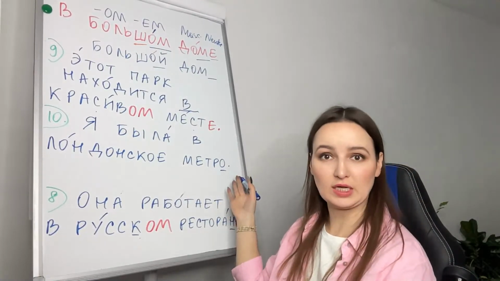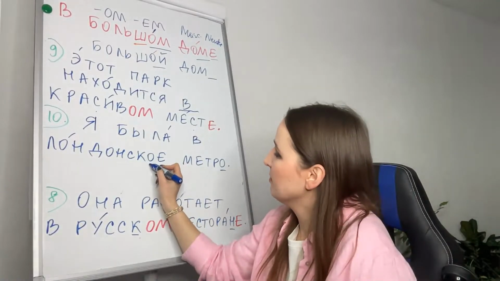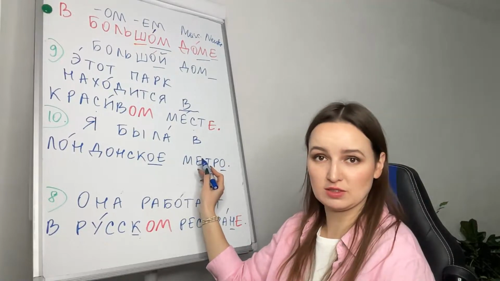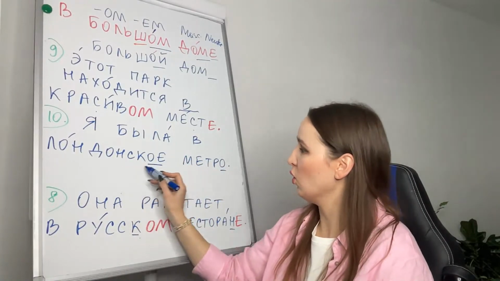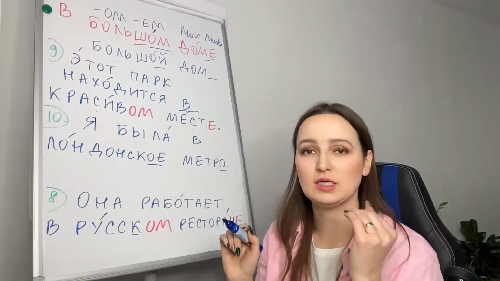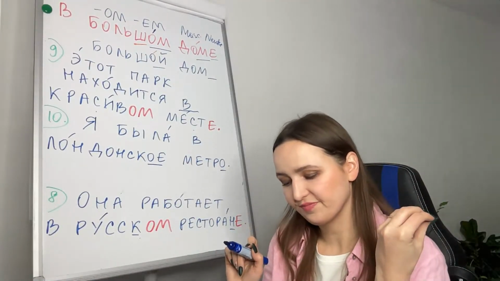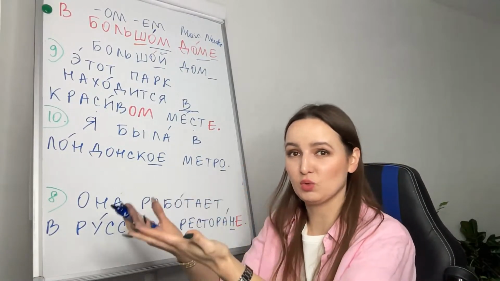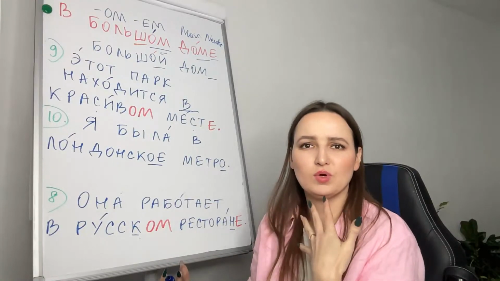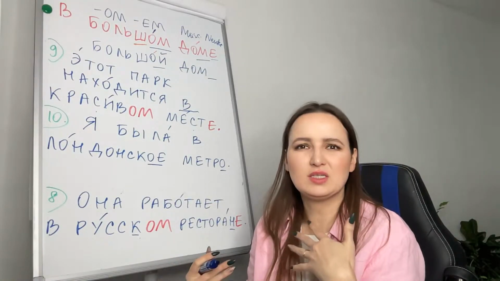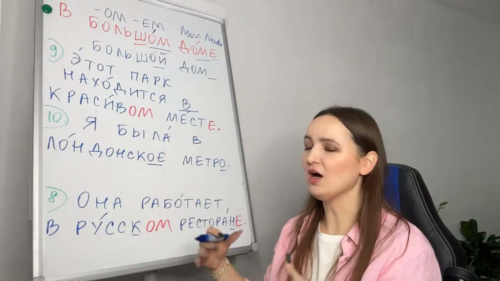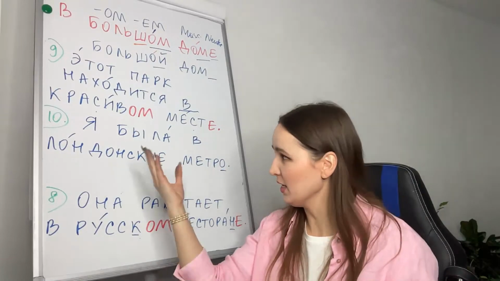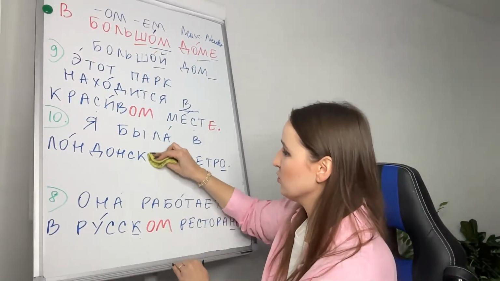Метро ends in o, so it's neuter. Лондонское here will be neuter too, because this adjective is related to this noun. Right now it is in nominative. We have to change it to prepositional because the question is where I was. Я была в лондонское метро. So ое, as always in neuter, will be replaced with ом.